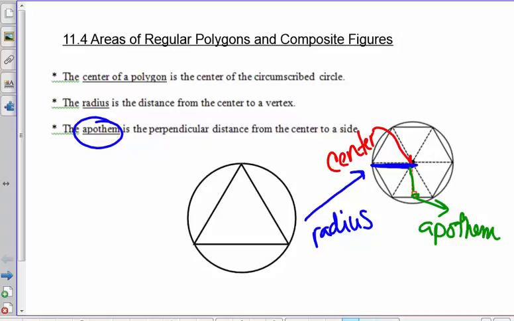All right, so let's look at this equilateral triangle that is circumscribed in this circle. So the center of this will be right here. This black line that I'm drawing will represent the radius. And this dashed line would be the apothem.